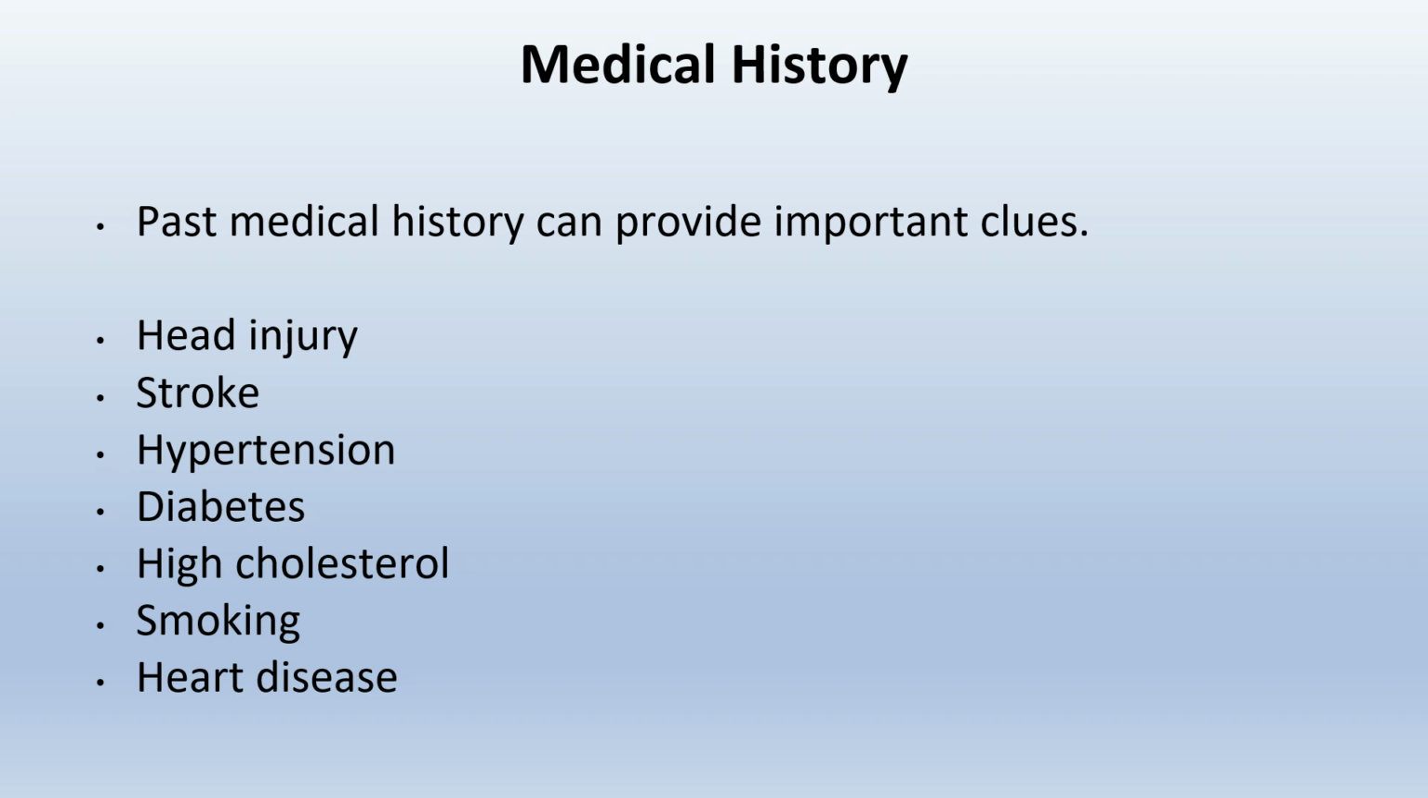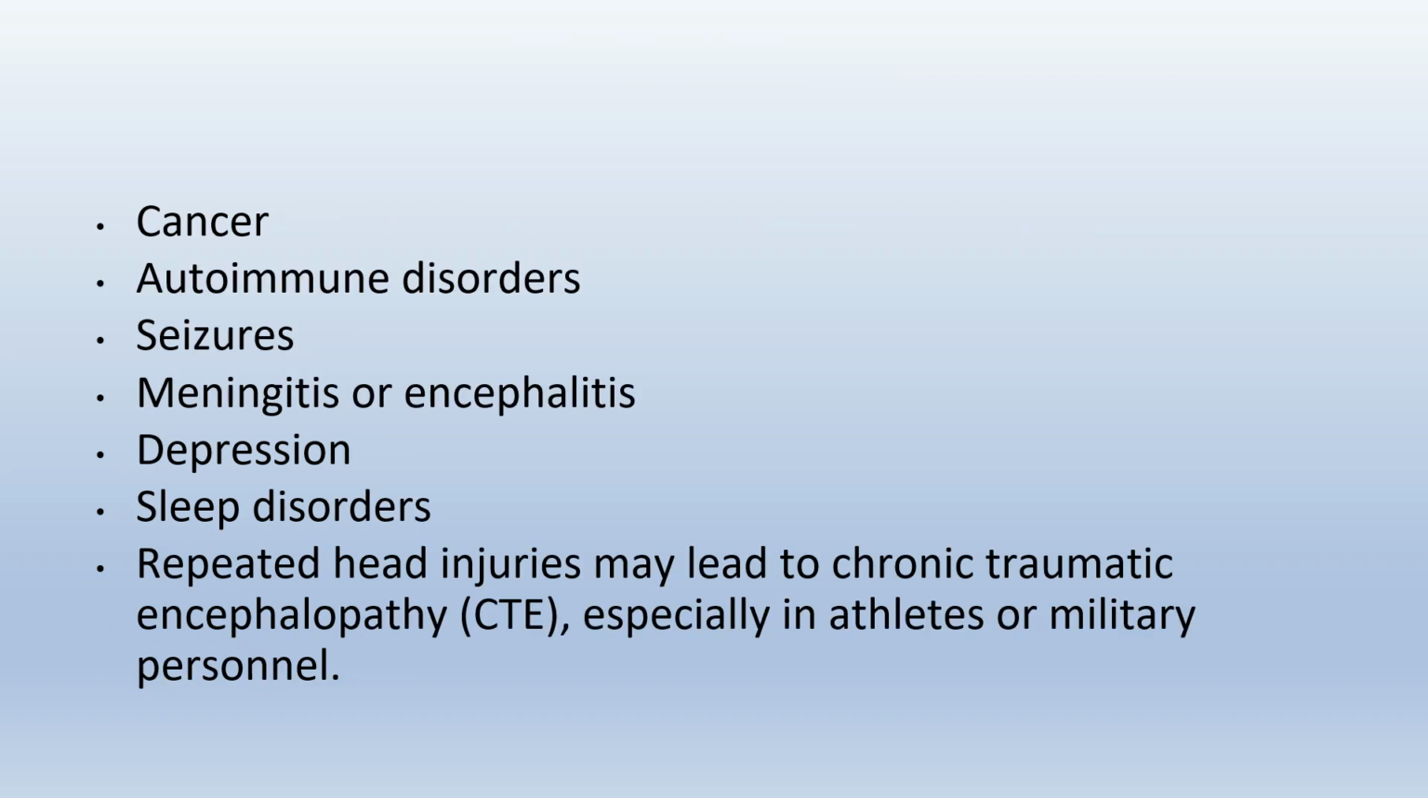Medical history. Past medical history can provide important clues like head injury, stroke, hypertension, diabetes, high cholesterol, smoking, heart diseases. Others are cancer, autoimmune disorders, seizures, meningitis or encephalitis, depression, sleep disorders. Repeated head injuries may lead to chronic traumatic encephalopathy, especially in athletes and military personnel.